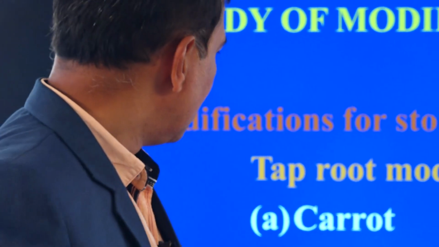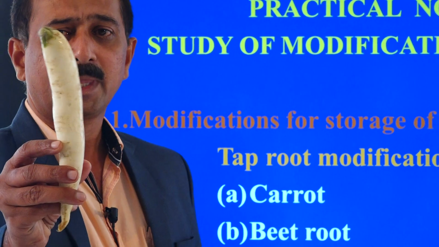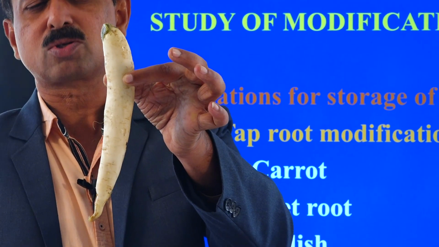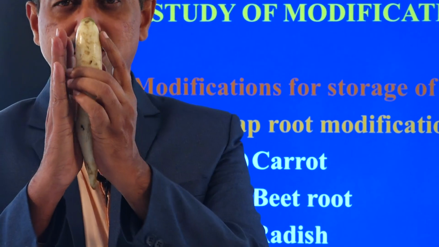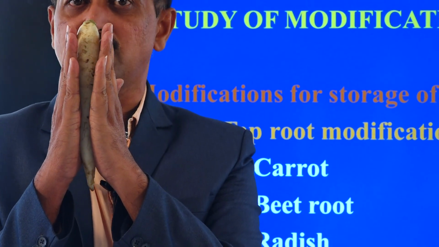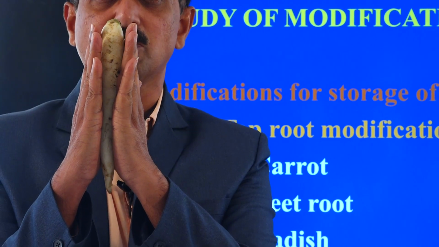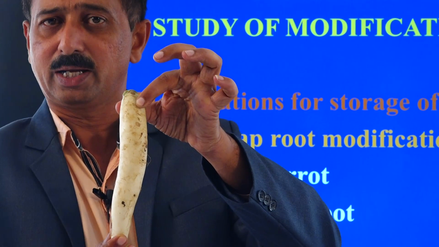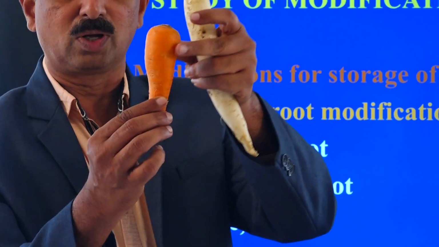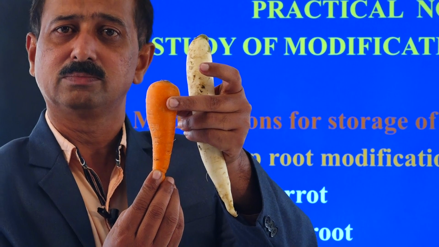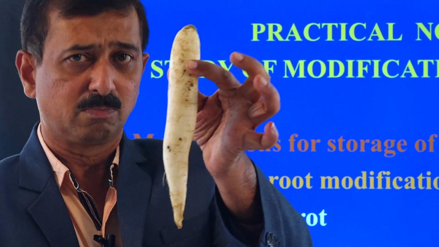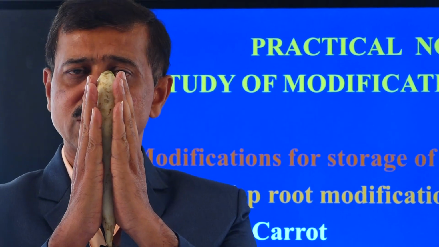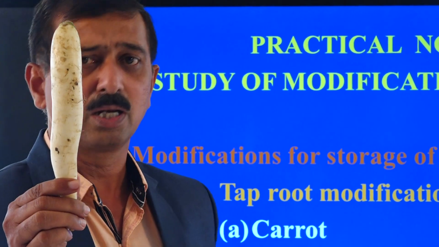Then radish. So radish, it is also a root. It is going to store food and looks like a fusiform. It is called fusiform root or spindle like. Both the ends are tapered gradually, but here in carrot one of the ends is tapered gradually. In radish both the ends are tapered. So it results in fusiform shape. So this is radish, Mulangi.